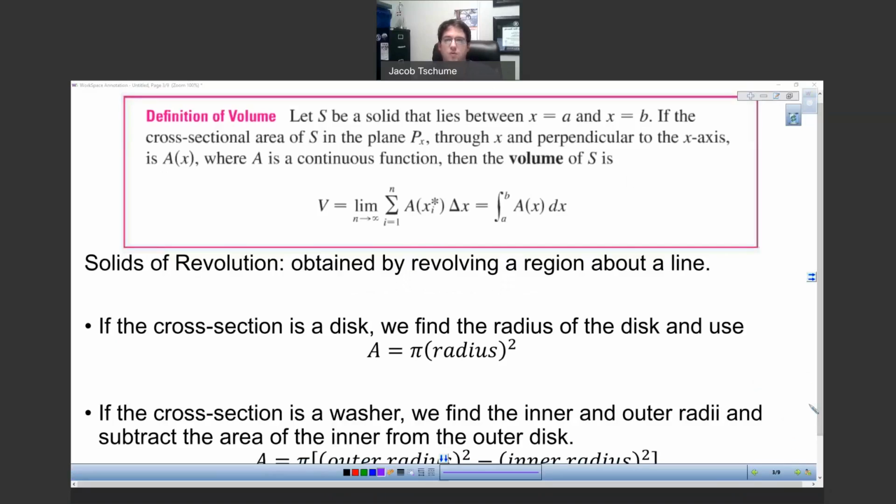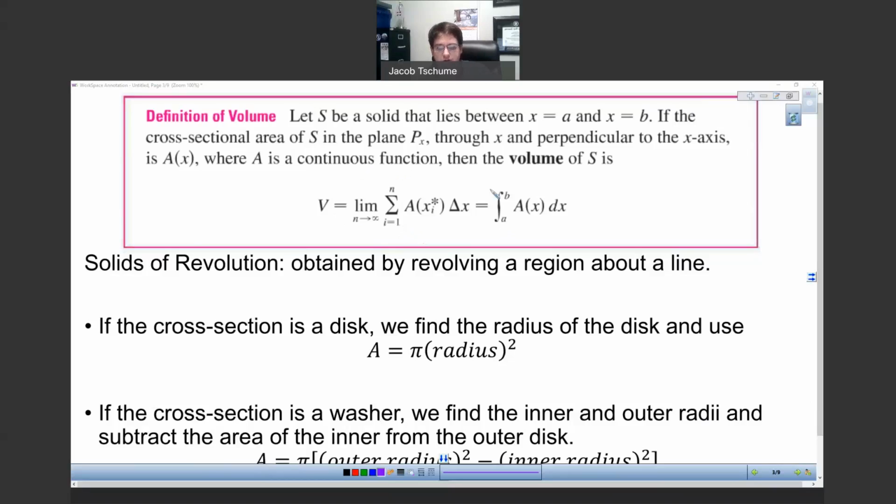All right. So let S be a solid that lies between two planes, x equals a and x equals b. If the cross-sectional area of S in the plane P sub x through x perpendicular to the x-axis is A of x, where A is a continuous function, then we can define the volume in the following way. In the book, they define volume using the limit definition that we covered back in chapter 5 a little bit earlier in this class.